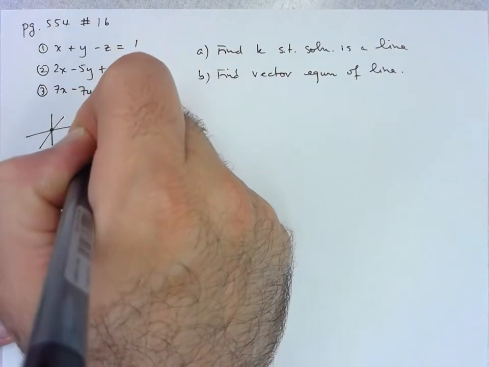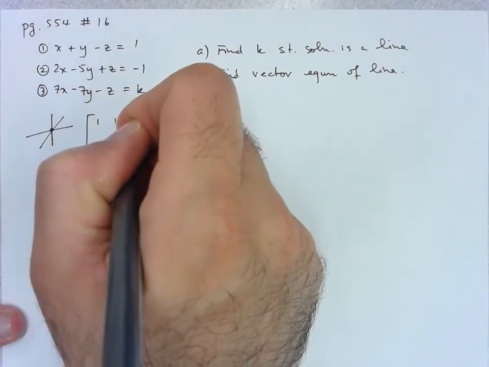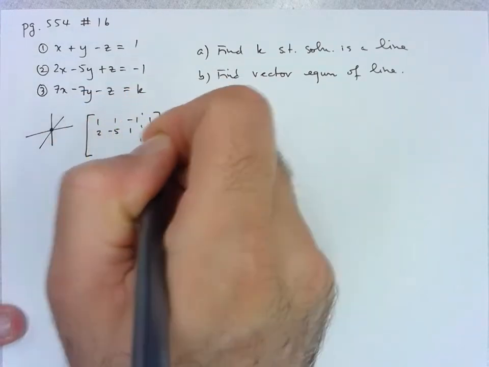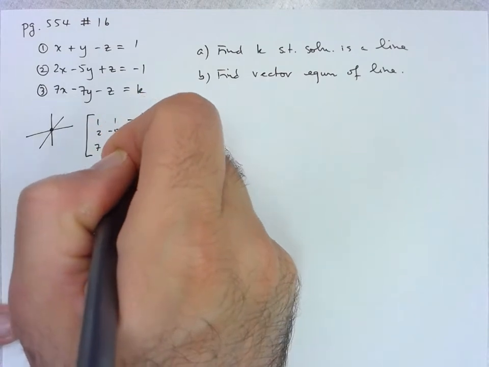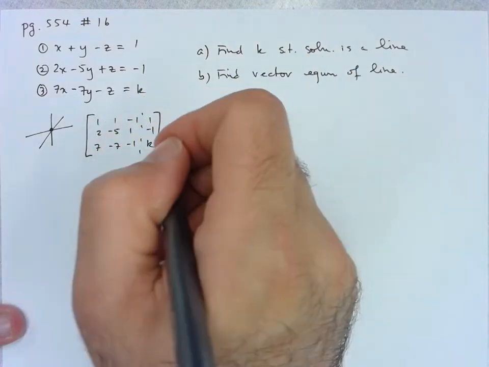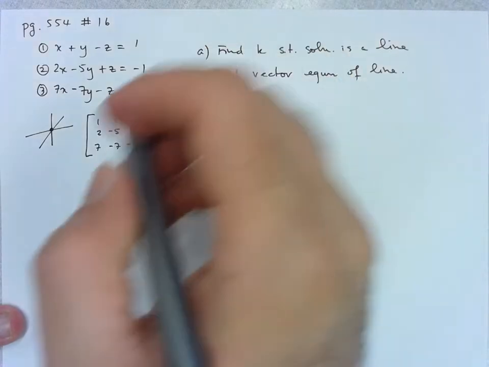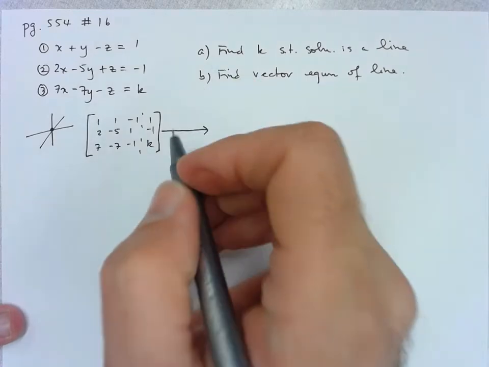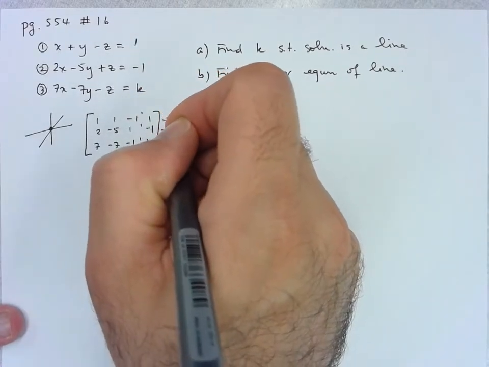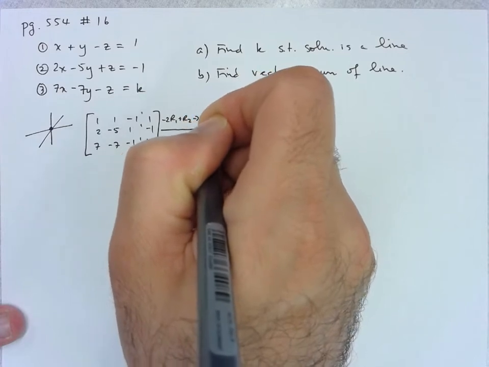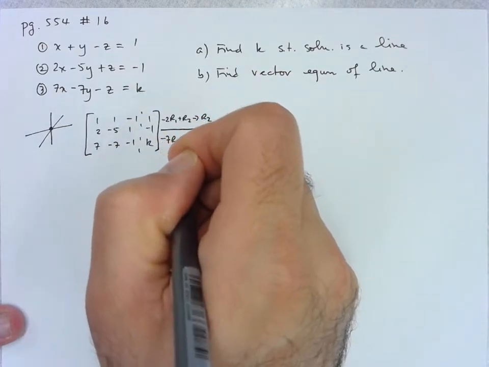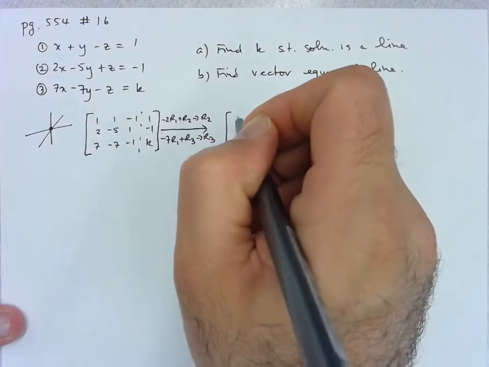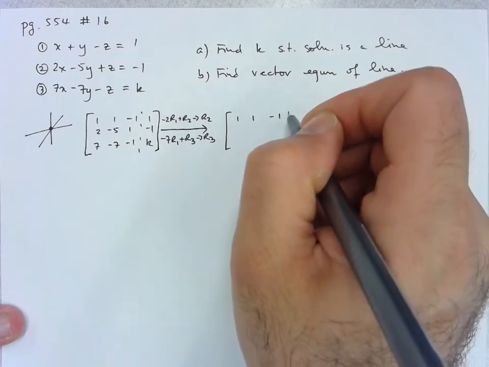So let's start by creating our matrix. 1, 1, negative 1, 1. Here 2, negative 5, 1, negative 1, and 7, negative 7, negative 1, and k. Now I'm just going to proceed as I normally would. Let's start by eliminating these first terms in the rows. So here we have negative 2R1 plus R2 replacing R2, and negative 7R1 plus R3 is going to replace R3. The first row doesn't change.